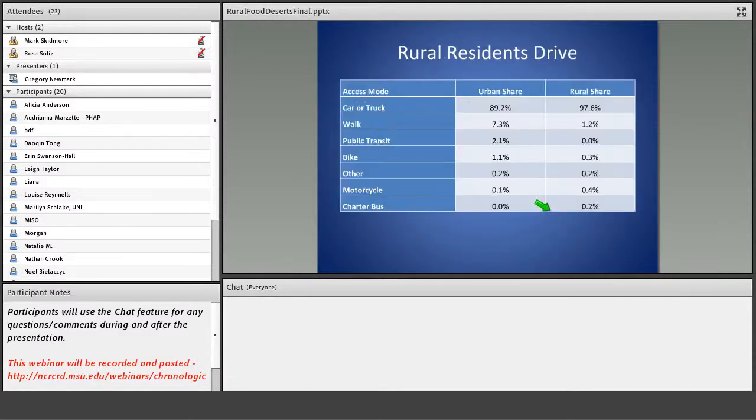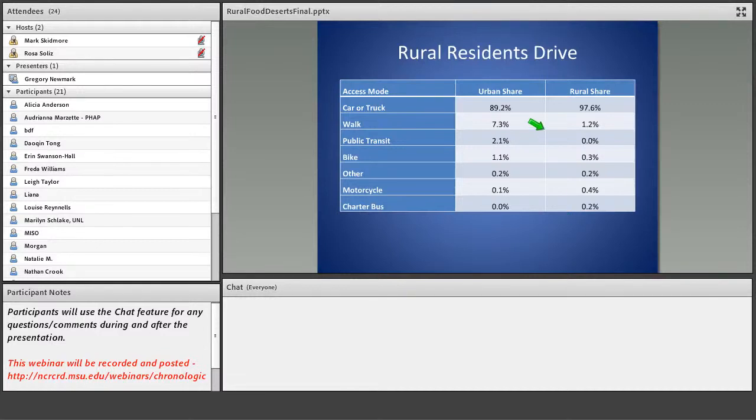Now, as one might expect, the rural residents almost exclusively went by private transportation. So they went by car or truck, or a charter bus, or a motorcycle, or other, which could be like tractor and other types of vehicles. And very rarely did they bike or walk, and virtually 0% of the rural population shopped via public transit.